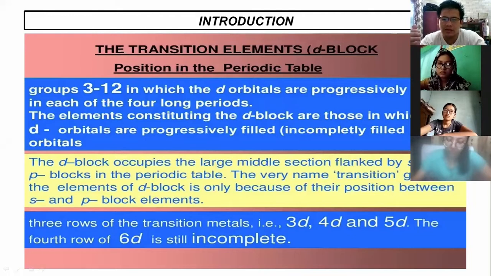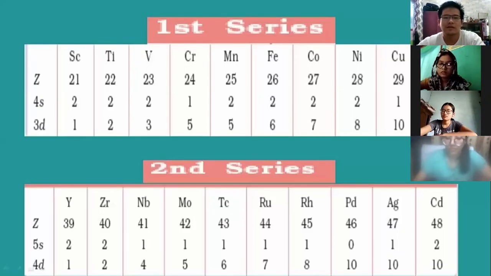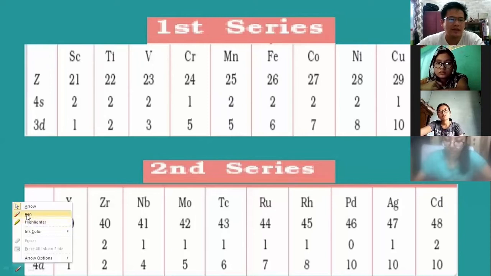D block are transition elements. F block are rare earth. I am going to show you some of the series. As I have told you, first series, second series, third series, fourth series. First series, the electronic configuration. What are the elements which comprise the first series? Let us have a look.